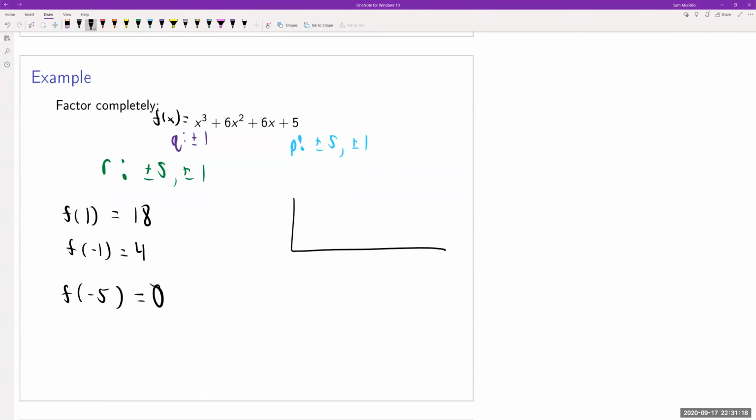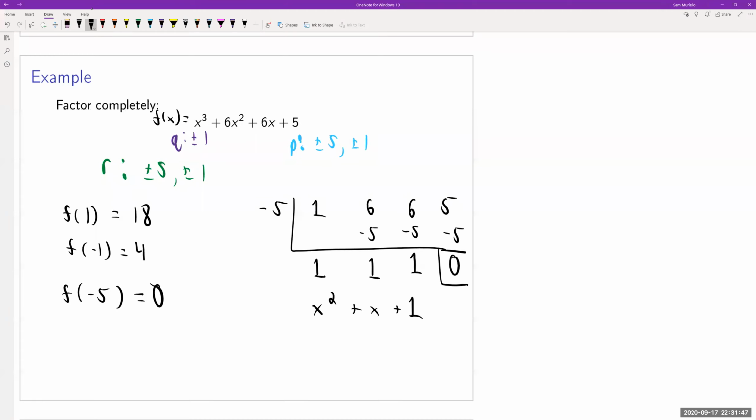So we'll be factoring negative 5, the coefficients 1, 6, 6, 5, and we know we should get a remainder of 0. 1 times negative 5 is minus 5, gives me a 1, times negative 5 minus 5 gives me a 1, times negative 5, but this time I get that 0 I was looking for. This leaves me with x squared plus x plus 1.